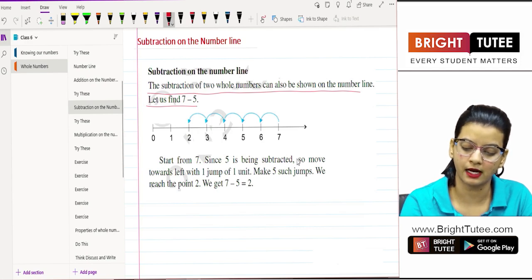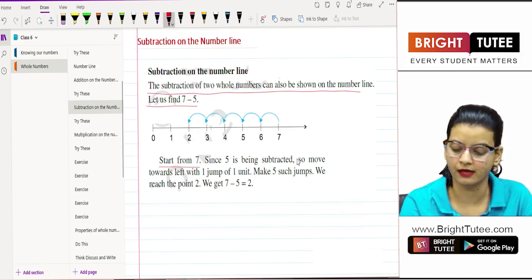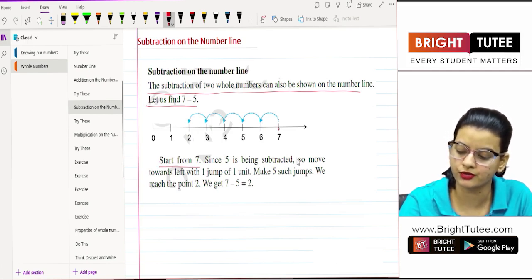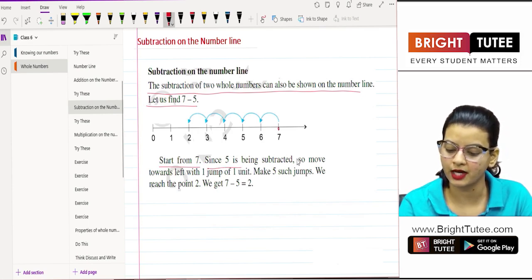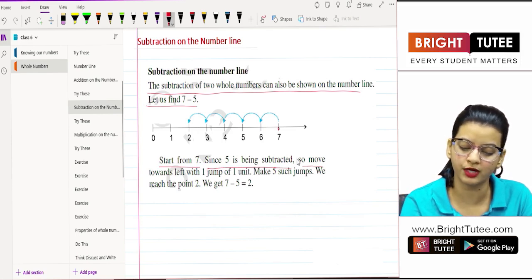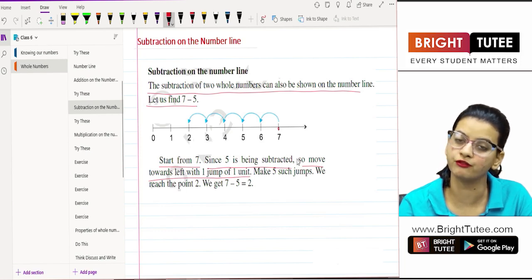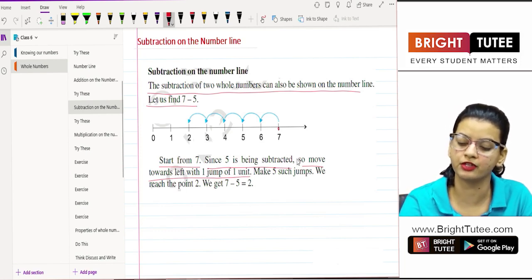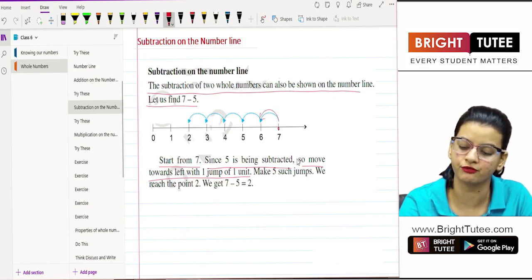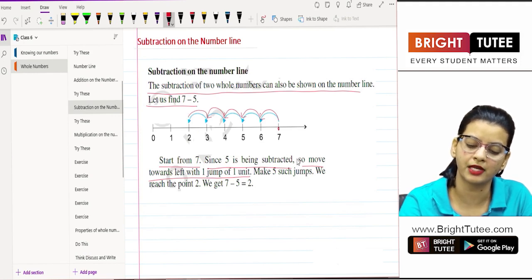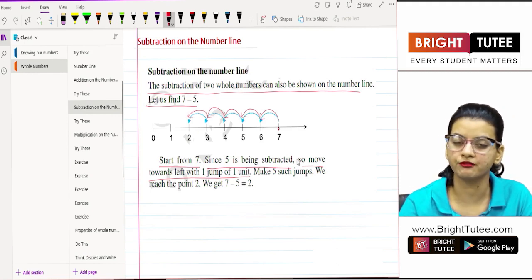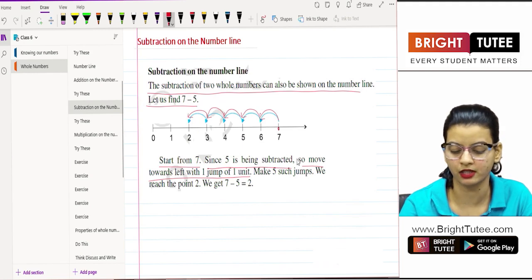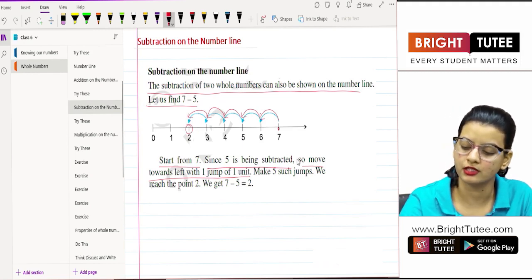Alright. So let's start with that. So start from 7. So 7 minus 5. Since 5 is being subtracted, move towards left with one jump of 1 unit. So basically we have to subtract 5 from 7. So we will make 5 jumps. First jump, second jump, third jump, fourth jump, and this is the fifth jump. So we will make 5 jumps towards the left of 7 and we reach 2. So this means that 7 minus 5 is equal to 2.